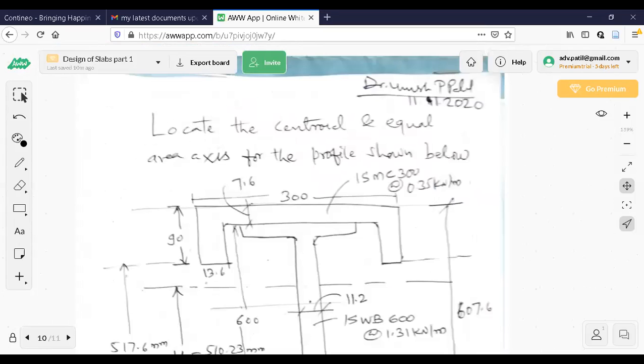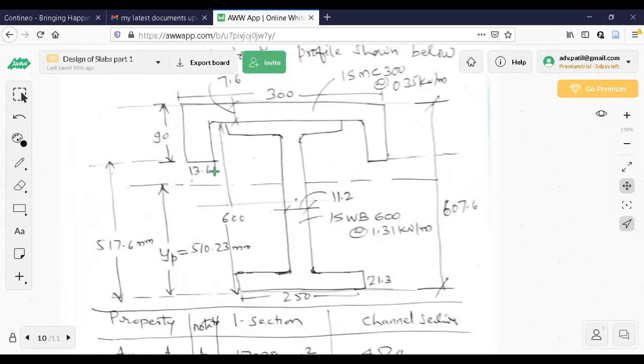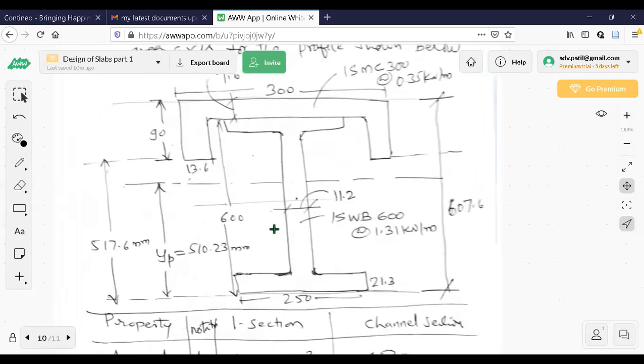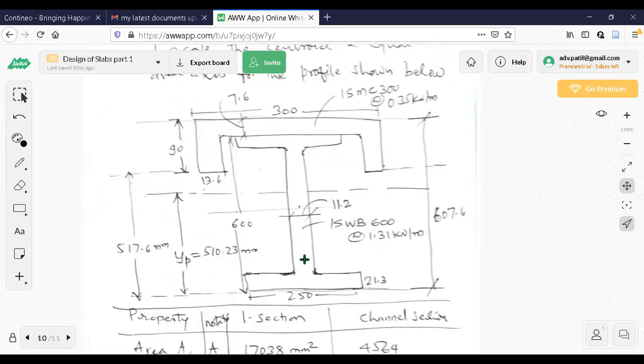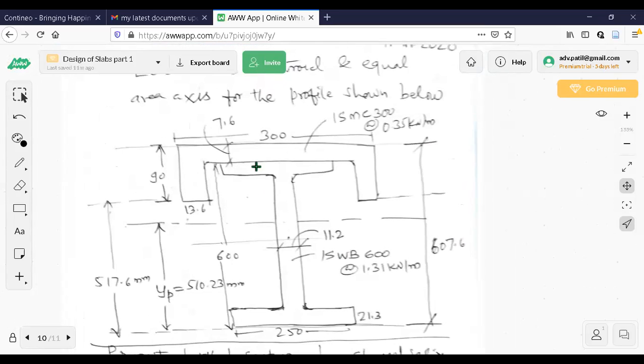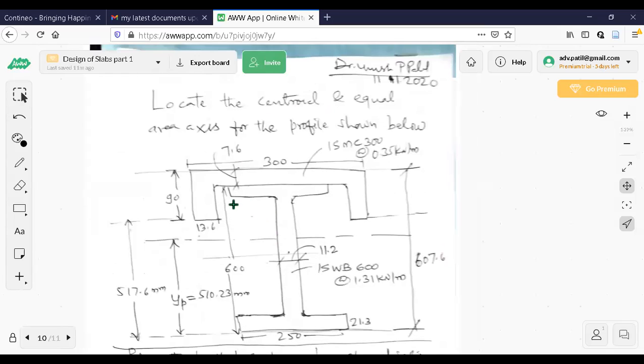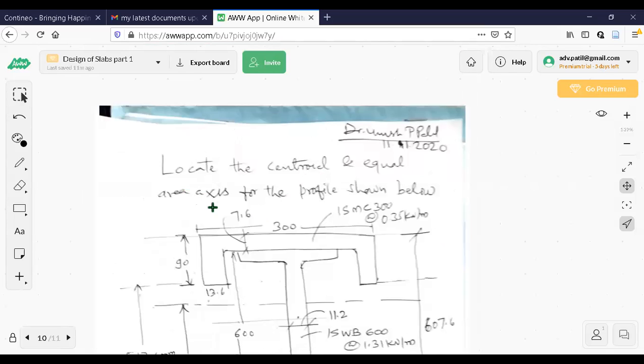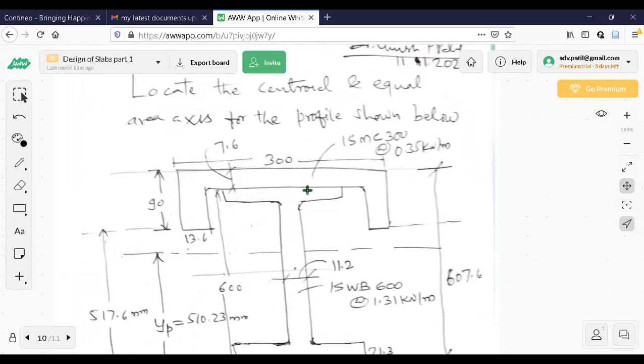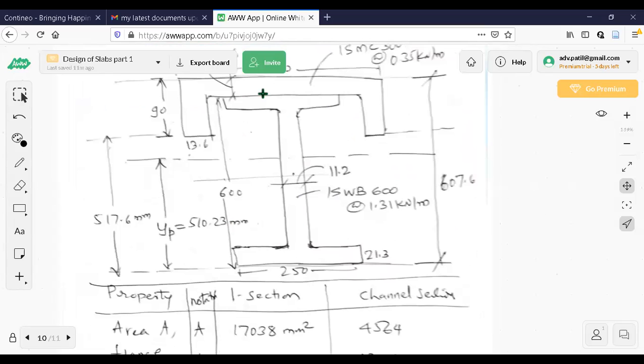I have selected one profile here. See this. This profile is one channel section and one I section. They are placed like this. You'll come to know later on. Now you see this one. Locate the centroid and equal area axis for the profile shown below. Your gantry girder profile looks very similar to this.